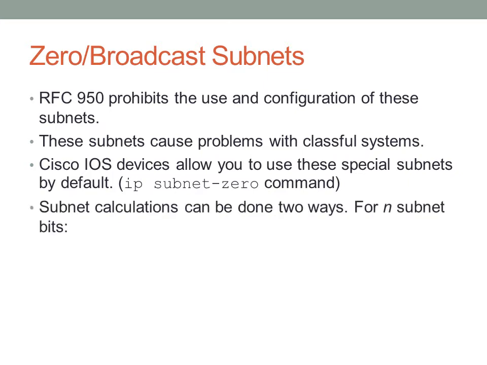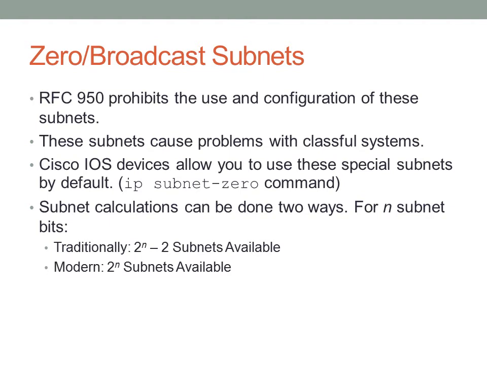And so subnet calculations can actually be performed in one of 2 ways. If you were borrowing n bits, you can do the traditional calculations where you remove the 0 and broadcast subnets, which will give you 2 to the n minus 2 subnets. Now you'll notice that's not the calculation that I told you guys to do. I told you guys just to do 2 to the n subnets. Now why is this? The ip subnet-zero command allows you to use the 0 and broadcast subnets in your network. And so these subnets are freely available to you. There's no restriction on whether or not you need to use these.